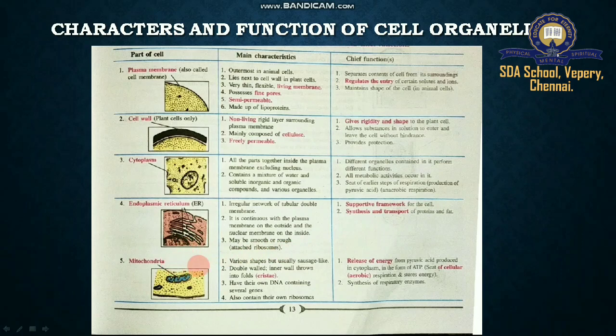Then mitochondria. We know mitochondria have various shapes, but are usually sausage-like, double-walled, with the inner wall thrown into folds called cristae. They have their own DNA containing several genes, and also contain their own ribosomes. That's why it's called a semi-autonomous organelle. Major function: release and production of energy, and the synthesis of respiratory enzymes.